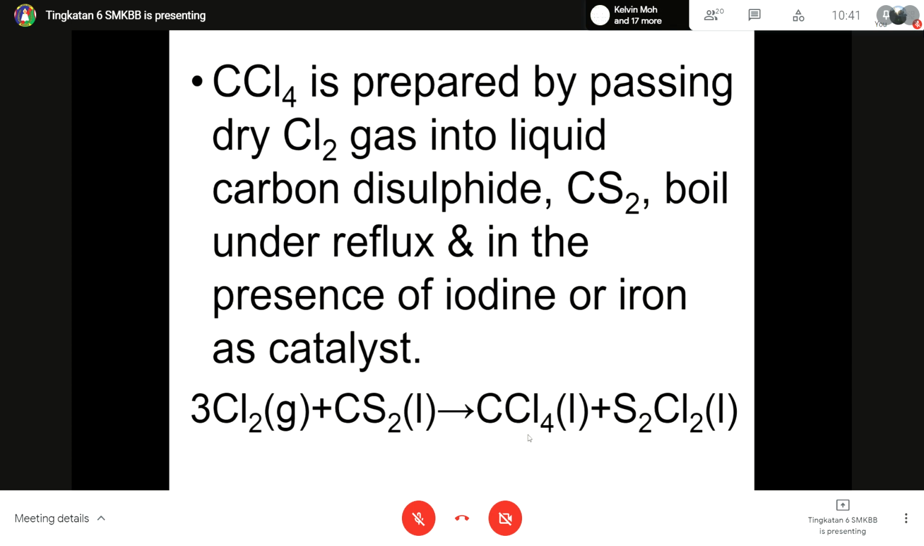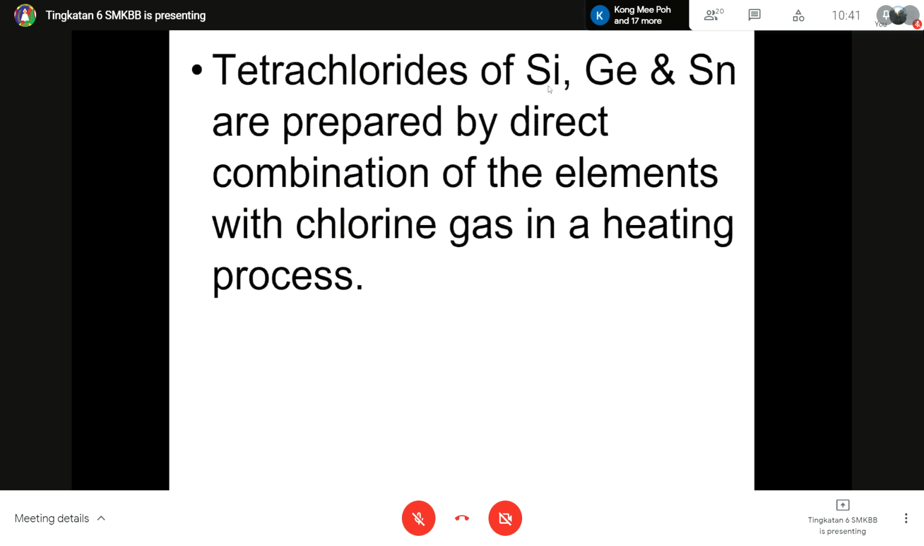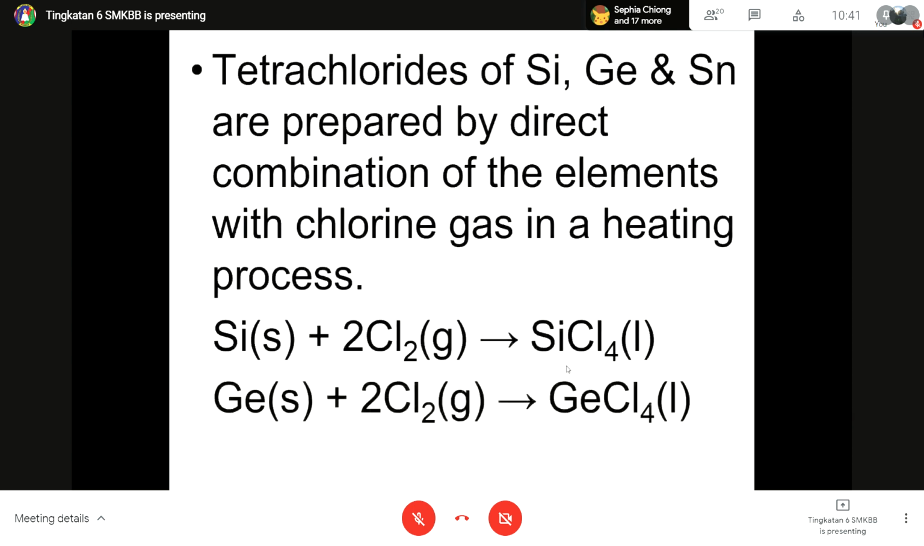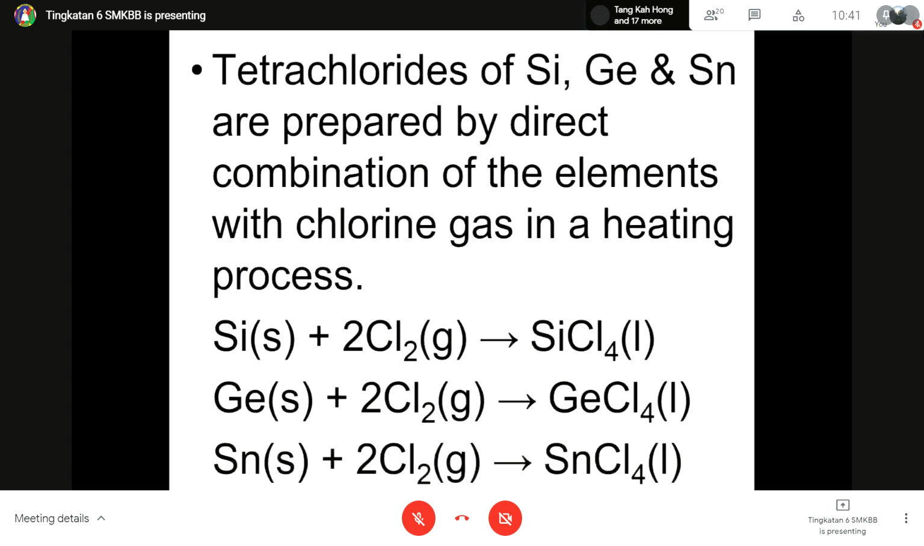Carbon tetrachloride at room temperature is a colorless liquid. Now, the tetrachlorides of the other three, silicon, germanium, and tin, are prepared by direct combination. That means the direct reaction of the elements with chlorine gas, in a heating process. So silicon heated with chlorine gas gives silicon tetrachloride, again a colorless liquid. Similarly, germanium burning in chlorine gas gives germanium tetrachloride, and tin burning in chlorine gas gives tin tetrachloride. So all the tetrachlorides are colorless liquids.